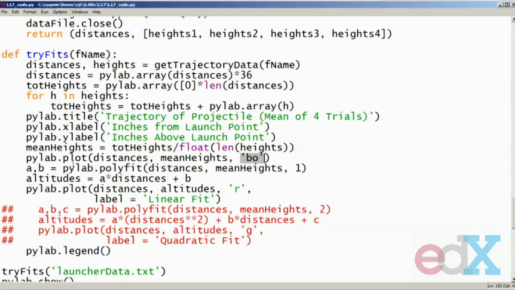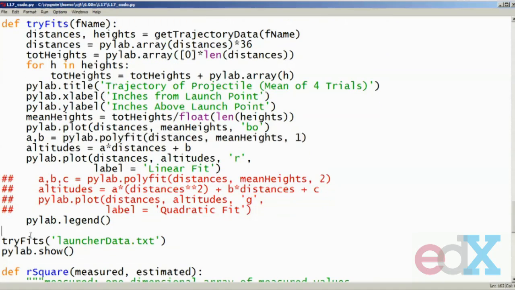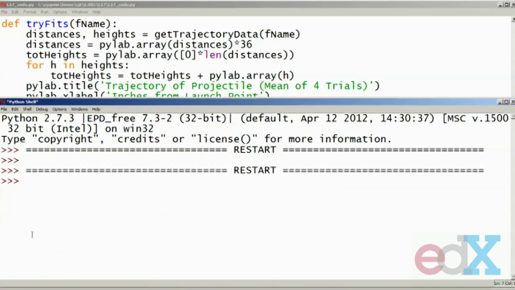And we're going to use polyfit, as we have before, to do a linear fit to see if there's a linear relationship between the distance the arrow has flown and its height above the target. Okay, so we're all set to go. Let's save this out and then run it and see what the plot looks like.